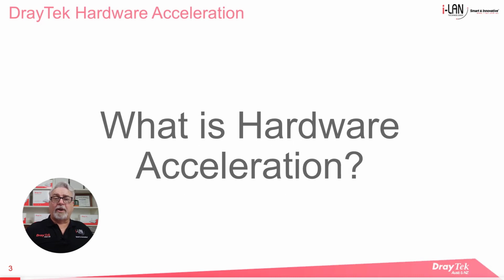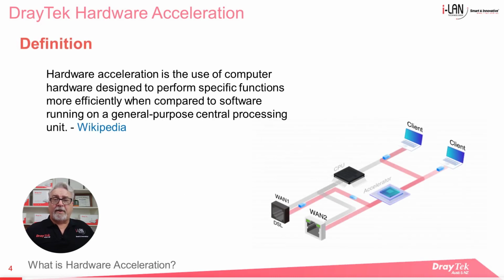So let's start by looking at what hardware acceleration is. I have a definition here from Wikipedia that says hardware acceleration is the use of computer hardware designed to perform specific functions more efficiently when compared to software running on a general purpose central processing unit. As shown in the diagram, Draitec routers have a dedicated hardware component labelled as accelerator, which performs tasks which are usually handled by the CPU. This means the CPU will have less load and perform better.